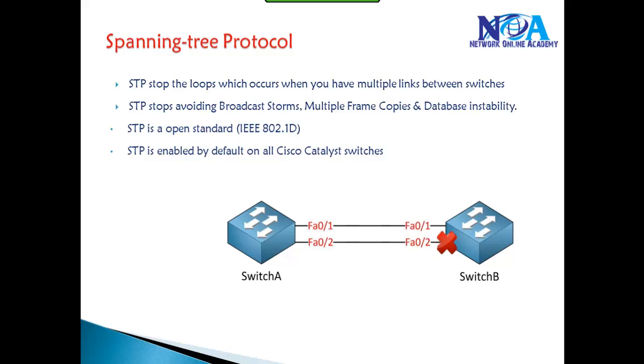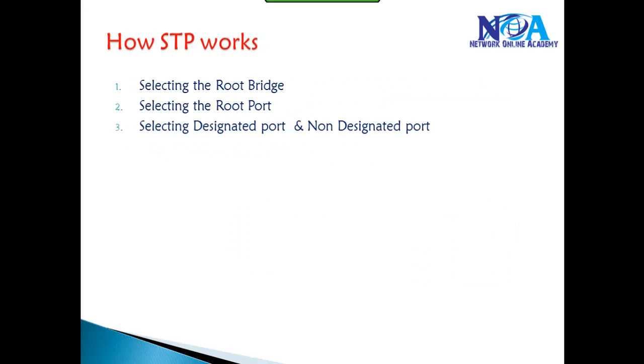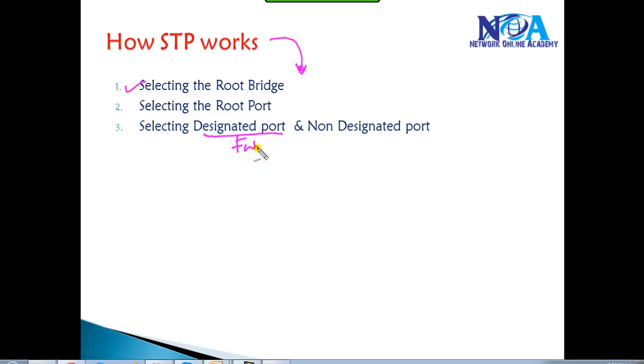So now here we are going to see how exactly STP works. The entire STP process happens in 3 different steps. The first step is selecting the root bridge, then selecting the root port, and then selecting the designated ports, which is what we call forwarding ports, and the blocking ports, the non-designated ports. There are a few things we need to understand before we get into the complete spanning tree process. So let us start one by one.